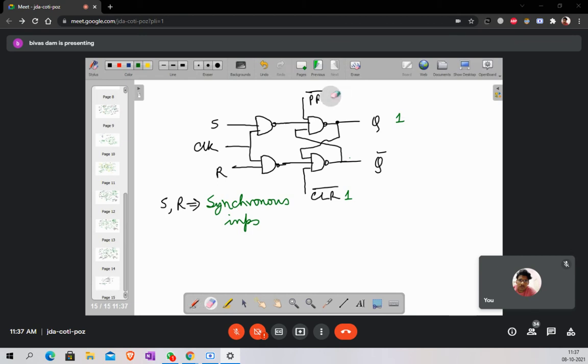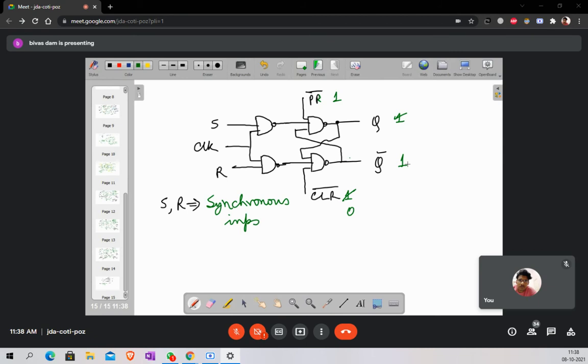Go back to the PR bar equal to 1 state. Now make CLR bar 0. So what will happen? CLR bar is not synchronous. What will happen to the output? Q bar will be 1. As the Q bar is 1, I expect that eventually my Q will be reset.